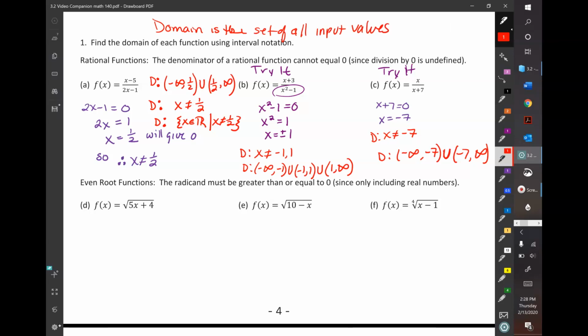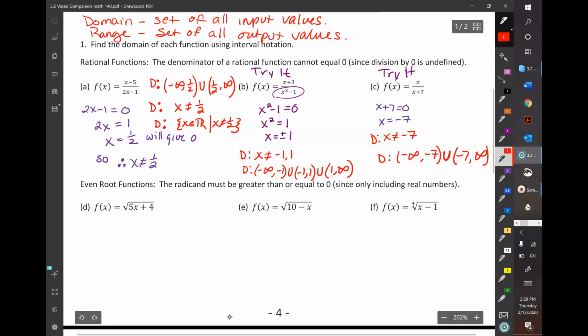And range, squeeze that in here, is the set of all output values. Okay.